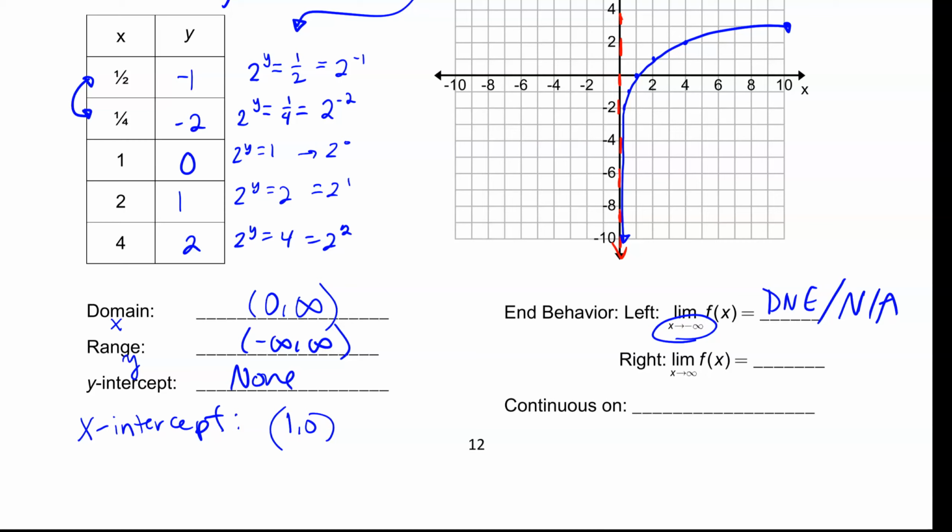What's the right end limit as we're going to infinity, Daniel? Positive infinity, and where is it continuous? 0 to infinity. That's it. So that's where we'll stop for today.